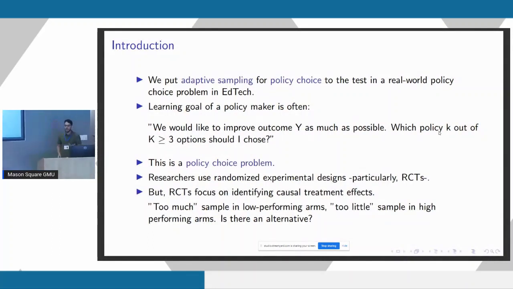Now, how can we answer this? Some researchers use randomized experimental designs, for example, an RCT. But RCTs are not an optimal strategy to answer this question. The problem with RCTs is that they put too much sample in low-performing arms and too little sample in high-performing arms. And the problem with this is that we are not interested in estimating the treatment effect of low-performing arms. Instead, we just want enough sample to be able to distinguish between the top-performing arms.